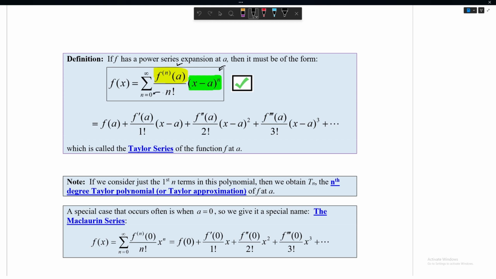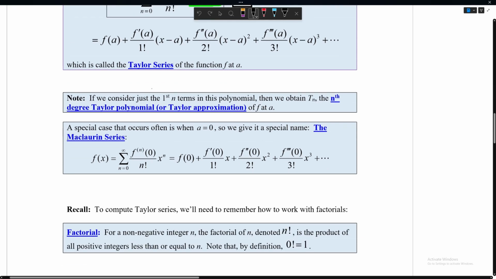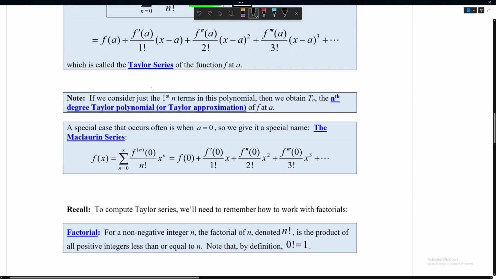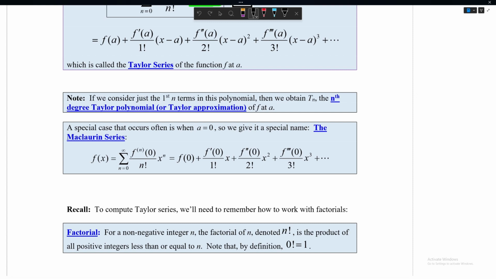This sometimes will change from 0 to 1. But anyways, the hard part is your f to the n of a. And so what does f to the n of a mean? We'll go right into an example, but before we get into that, if we consider just the first n terms in the polynomial, then we obtain the nth degree polynomial.